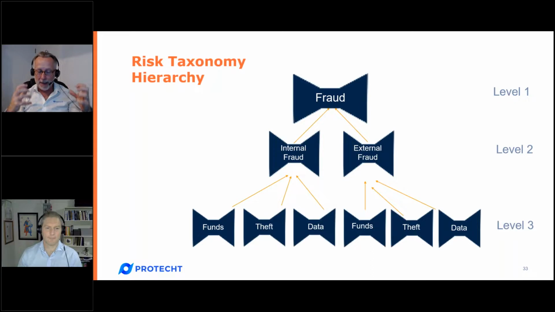We then expand that and make it more granular for the next level down. And that usually is taking the board level bow tie and subdividing it. But then we double the granularity. So it's the same size as the board one, but then double the granularity. We then go down to the practitioner in fraud management, and they want to break it down further: funds fraud, theft, data fraud, and so on and so forth. And then we end up with our hierarchy.